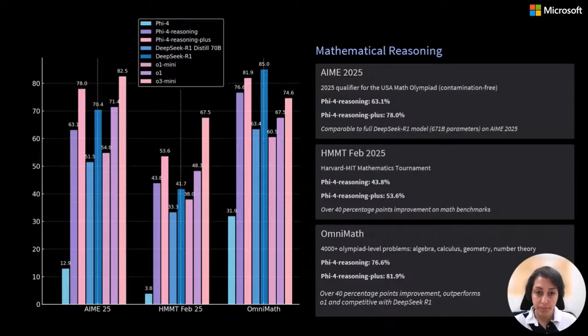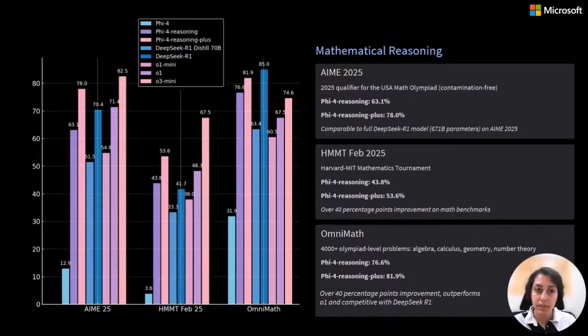The second set of problems is HMMT, or Harvard-MIT Mathematics Tournament, and what is exciting to see here is that we really outperform the distilled version of DeepSeek R1 in Llama 70B, which is 5 times larger, and we also outperform O1 Mini and O1 from the OpenAI models, as well as the original DeepSeek R1. And similarly on OmniMath, which has more than 4,000 Olympiad-level problems in algebra, calculus, geometry, and number theory, we have over 40% improvement over the base model, which is the non-reasoning Phi-4, while outperforming O1 Mini, O1, and also Llama 70B.